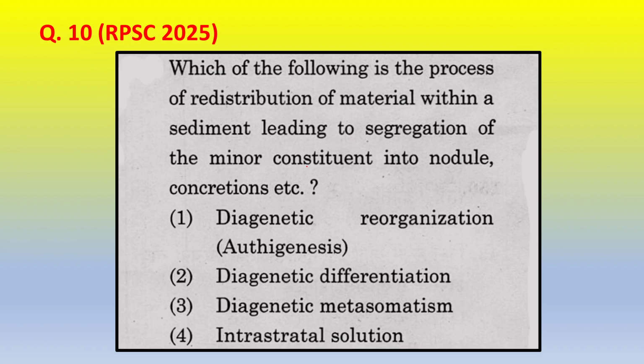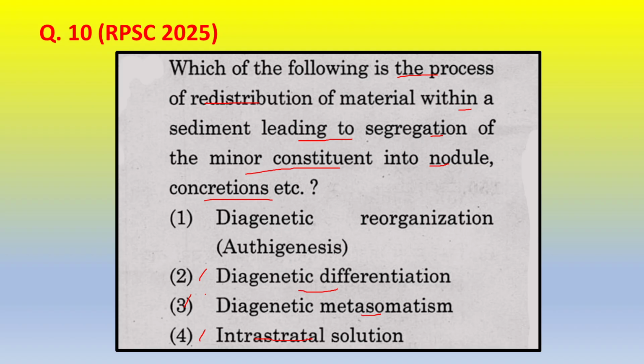Okay, come to the next question. Which of the following is the process of redistribution of material within a sediment leading to segregation of the minor constituent into nodule, concretion, etc.? So first option is diagenetic reorganization. This is orthogenesis. Orthogenesis means within the basin. And second option is diagenetic differentiation. Third option is diagenetic metasomatism. And fourth option is intrastratal solution.